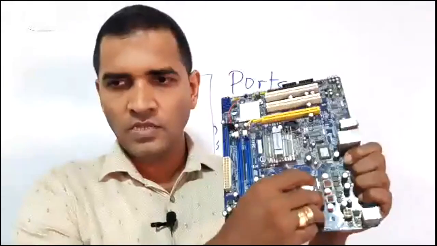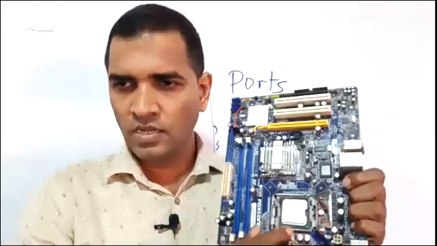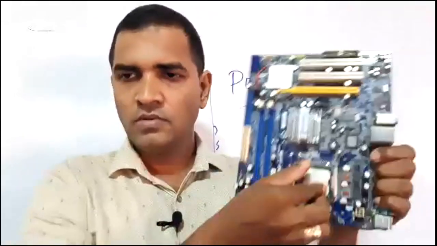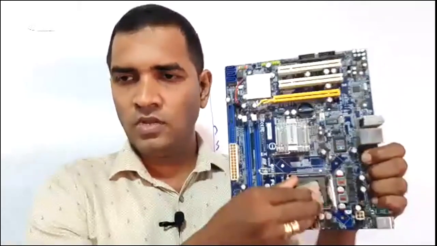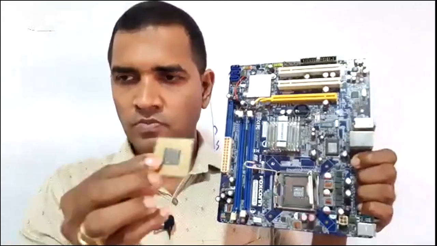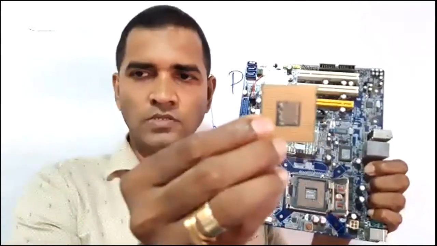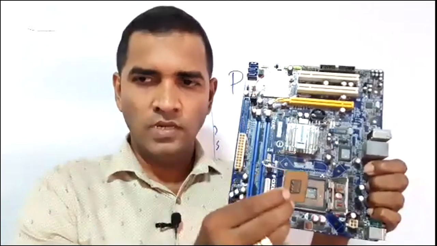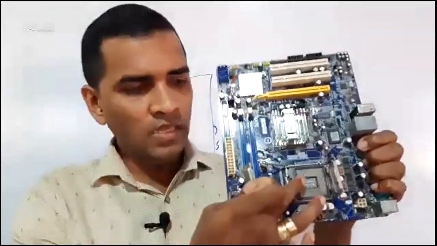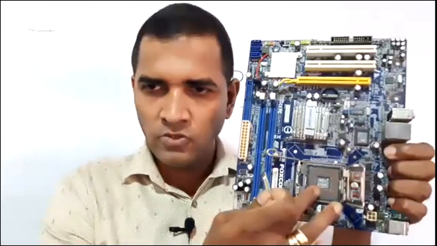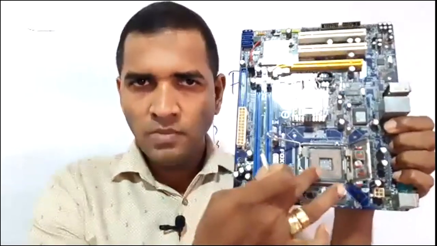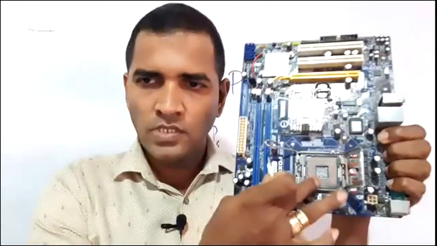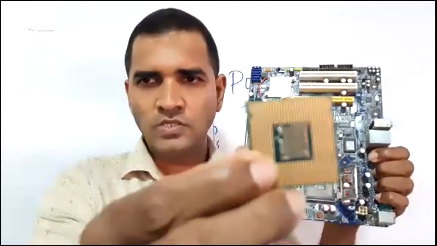And see, there is a small door. I can open the door. You can see that, right? I have opened the door. Now this is the CPU, the central processing unit, a very small device. This is the place where the CPU is located. This is called the CPU socket. This is the CPU, a very small device.